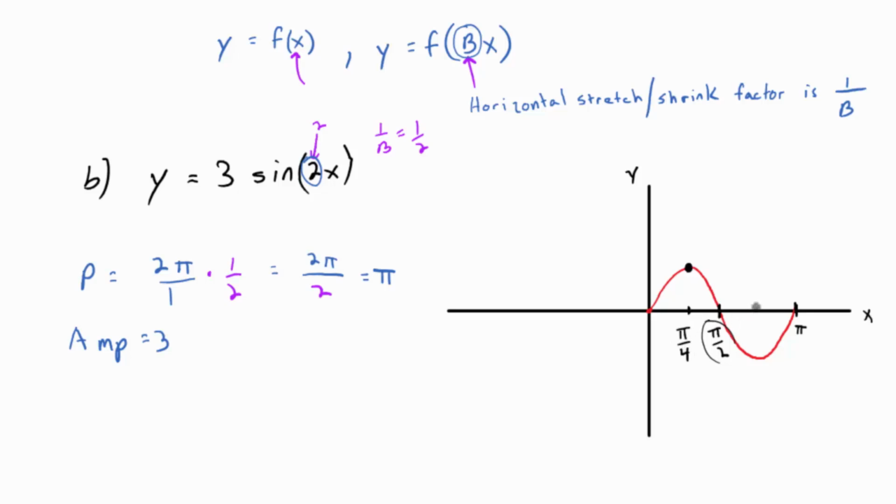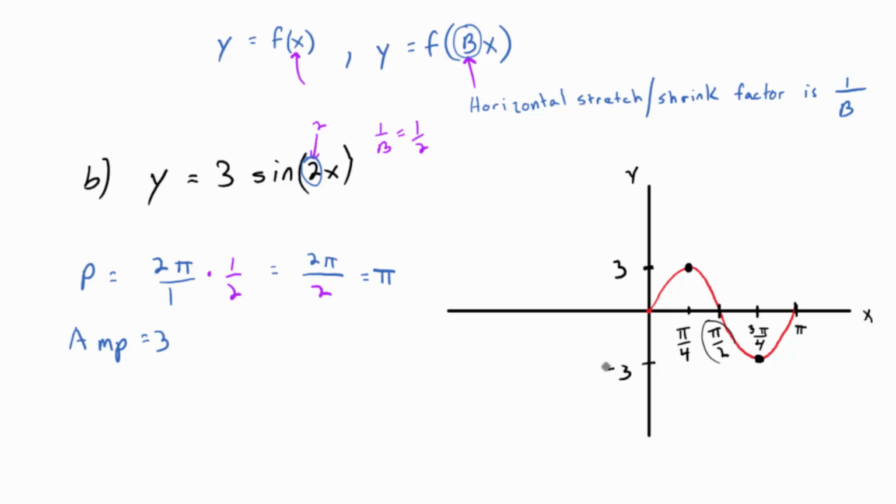And then this hash mark, the 3/4 of the way through the period, will be halfway between pi halves and pi. So it's got to be 3 pi over 4, right? Again, if you need to, you can just average pi halves and pi, and you'll get 3 pi over 4. How high does it get? It does get up to a height of 3. How low does it get?